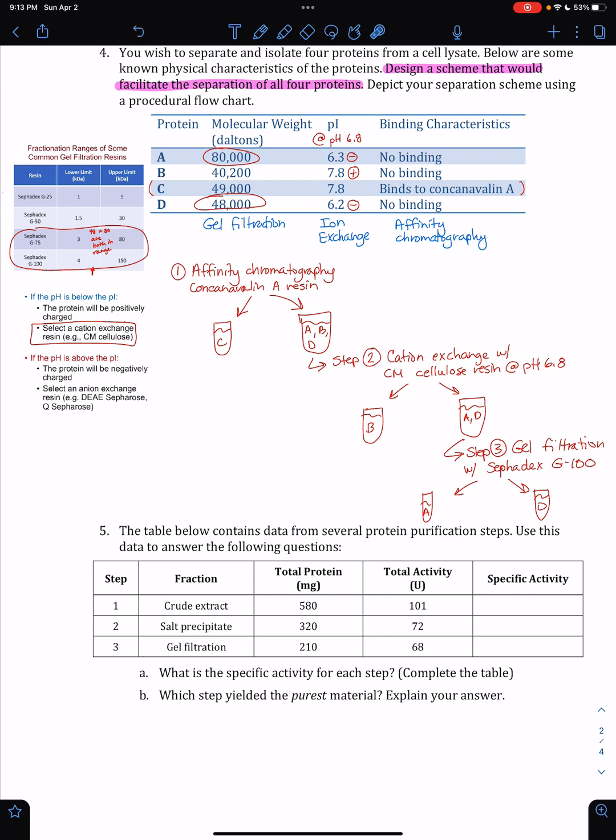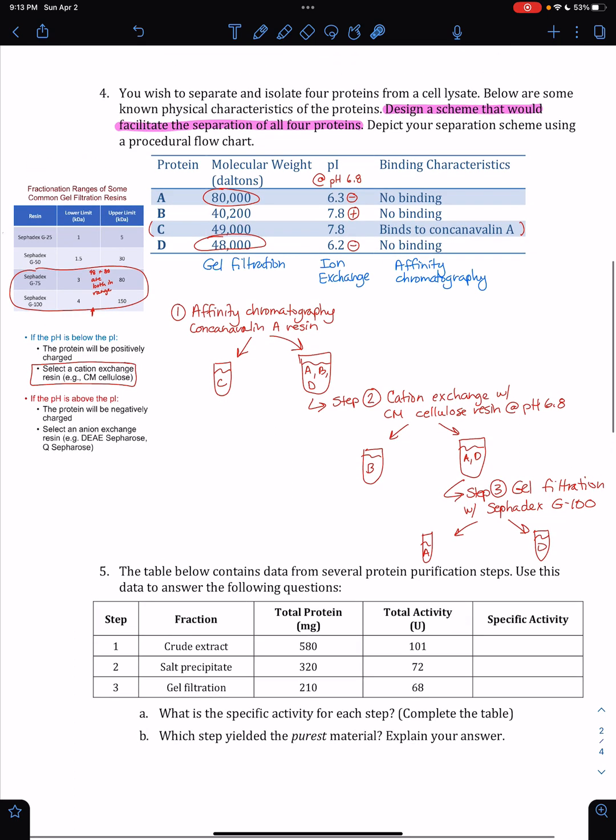So again, multiple possible answers to this question, but no matter how you answer, no matter what order you put things in, you have to make sure all the molecules will wind up being in their own individual fraction by the end of your procedure, okay? And you need to be specific and make sure that those steps will work the way you planned them to.